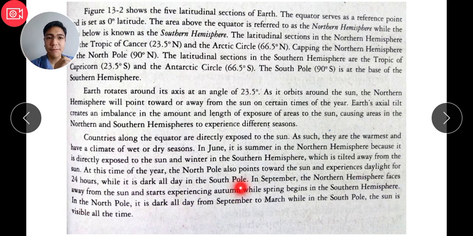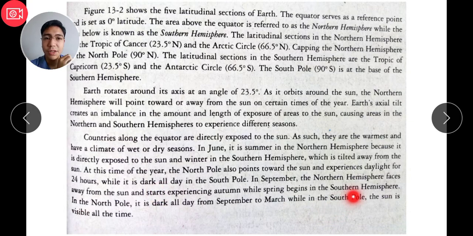So, pagka umikot na siya, ayan, so, North Pole also points toward the sun, experiences daylight for 24 hours. Nakatutok siya summer, 24 hours daylight, while dark all day sa South Pole. So in September naman, umikot na siya.